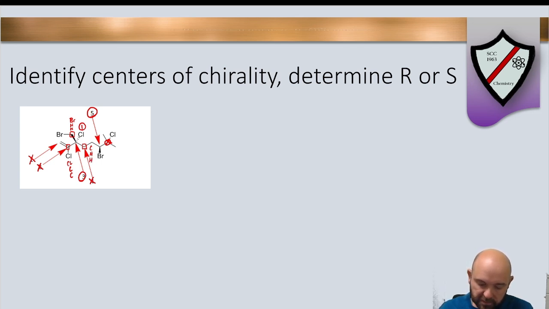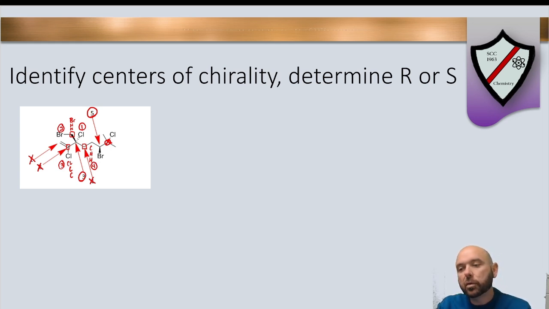So bromine has the highest atomic number out of those 3 lists. That's the first point of difference I see, is a bromine, a chlorine, and a carbon. So bromine has the highest. So this will be priority group 2. This will be priority group 3. And this will be priority group 4.